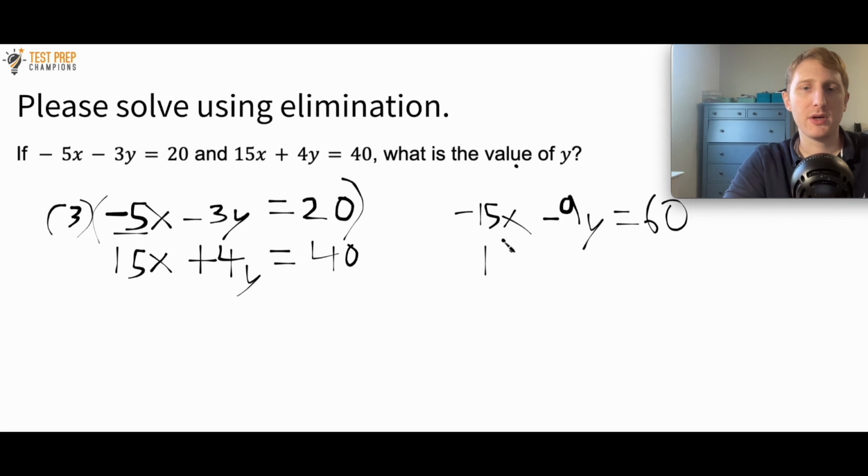Now I'm going to take my equation 2, and I'm just going to write it down here. So I have 15x plus 4y equals 40.